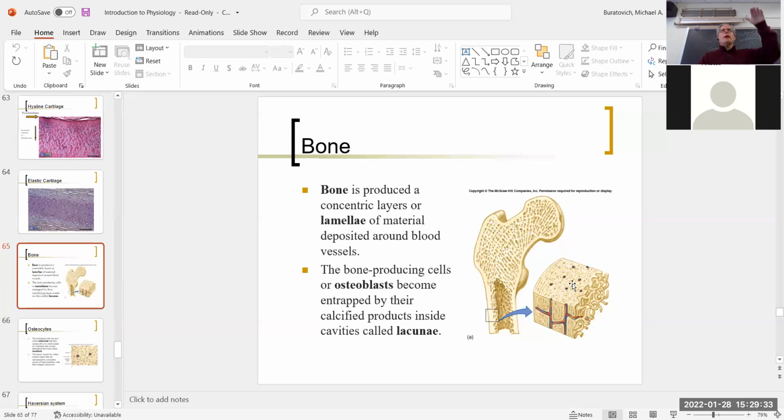Also, the higher the bone density you have at your peak, the lower your risk of osteoporosis.